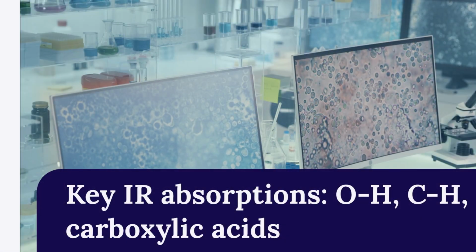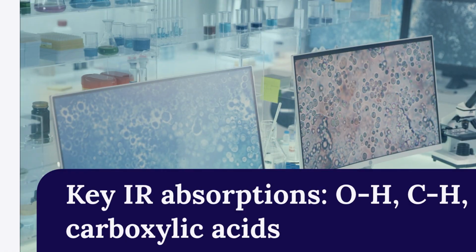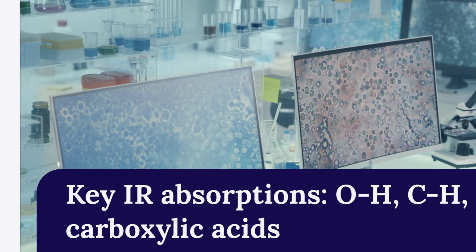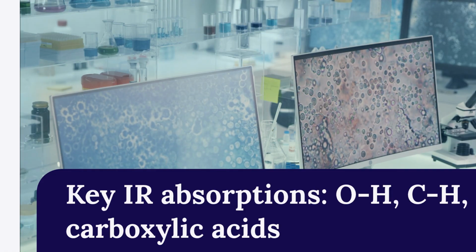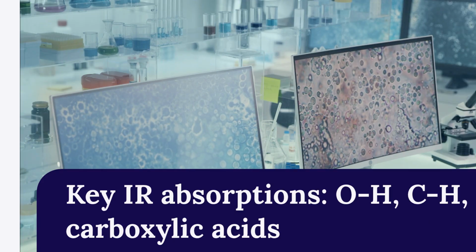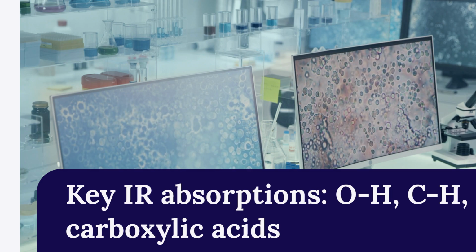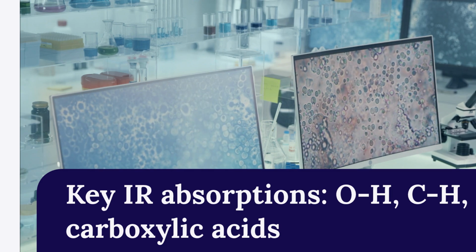Key absorptions in IR spectroscopy include OH and CH bonds. Carboxylic acids absorb between 2,500 and 3,200. Aromatic CH absorbs from 3,000 to 3,100. Aliphatic CH is between 2,850 and 2,950. Understanding these absorptions is crucial for analysis.